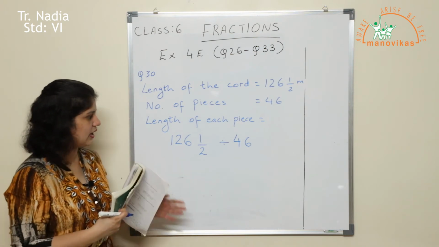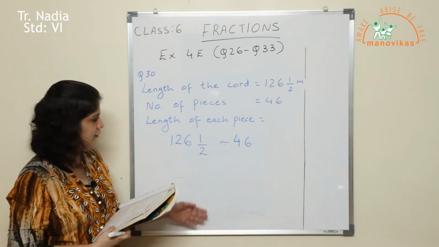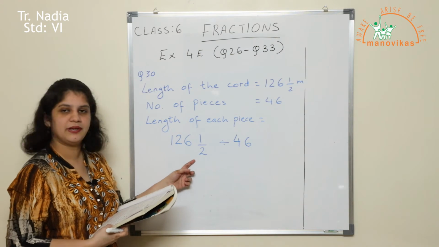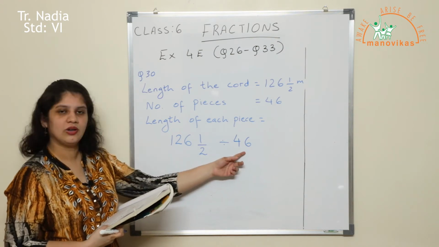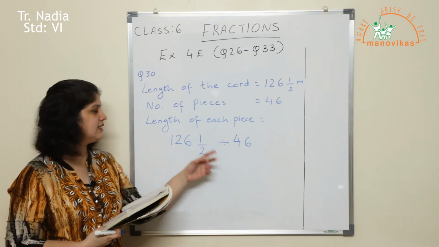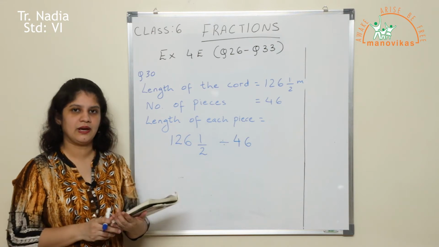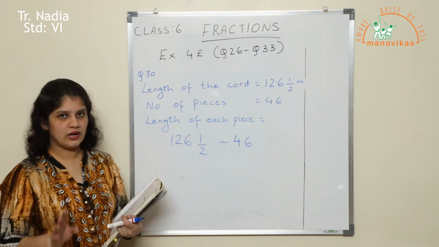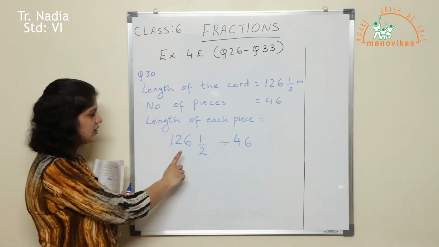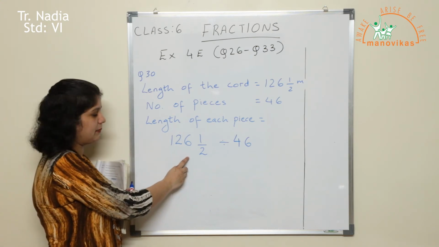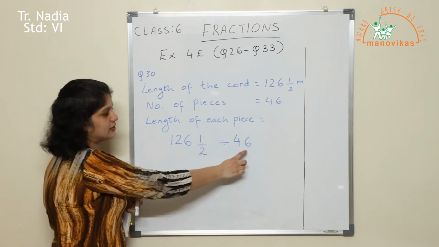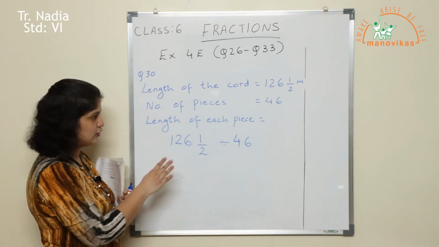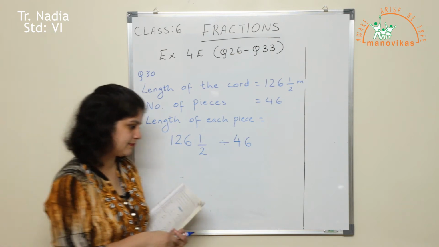Alright children, I will not continue further. You all continue from here. Convert this mixed number into a fraction. Make this whole number into a fraction by putting 1. Since it is division, make it into multiplication and get the reciprocal of the second fraction. Once again, I am telling you all, when it is division, remember always the bigger number is first, the smaller number is second. So from here you all proceed.